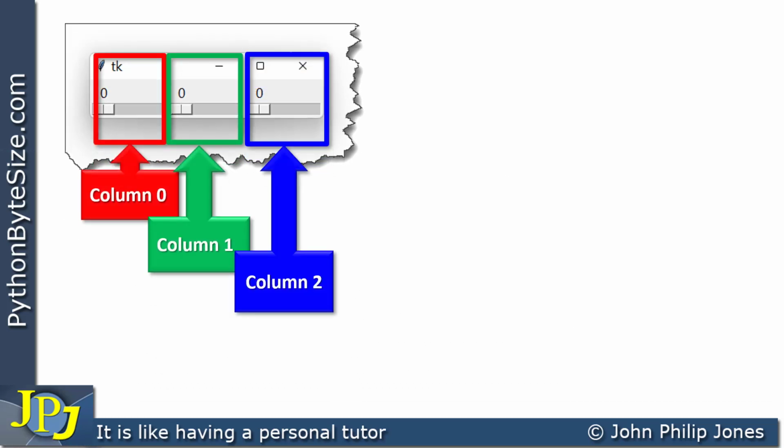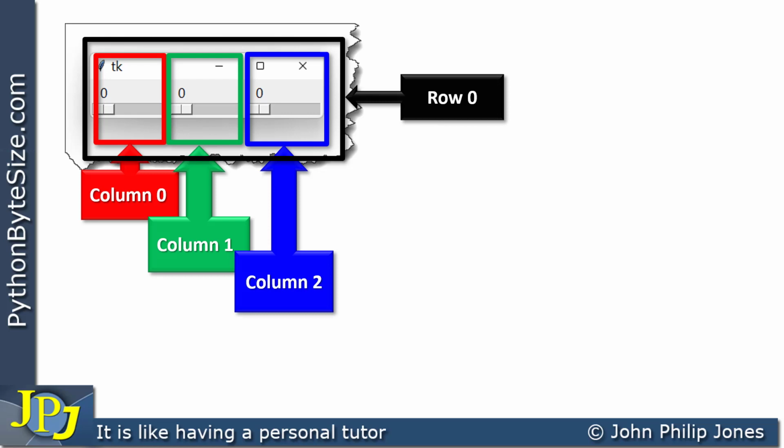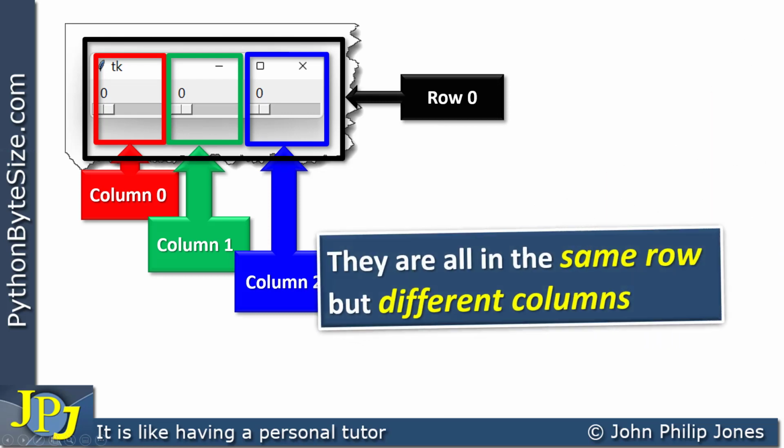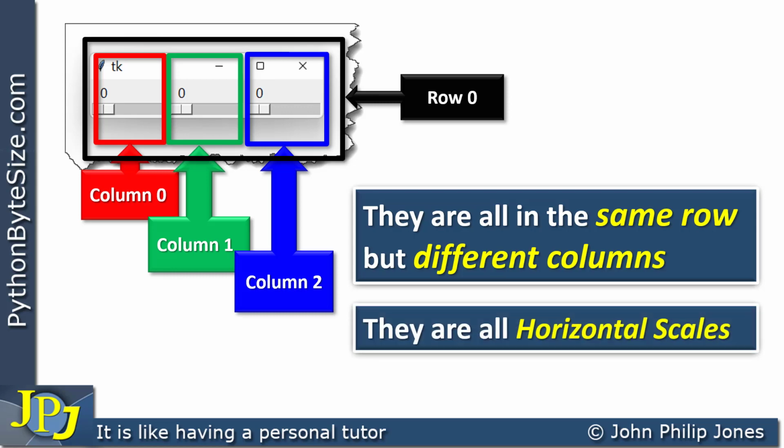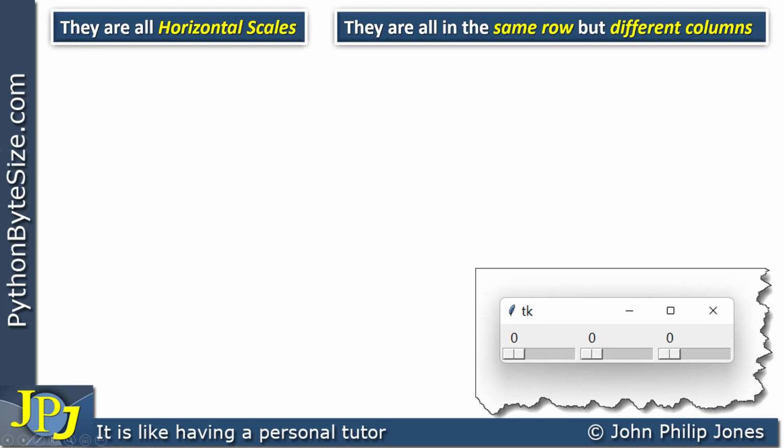And the first thing we can see is that the widgets are all in a different column, but they all share the same row. We can take the following knowledge forward. The widgets are all in the same row, but different columns. And if we consider the widgets, we know they are all examples of horizontal scales. Let's take the information we've just gleaned together with the graphical user interface, so we can refer to this when we view the computer program that will implement this graphical user interface.